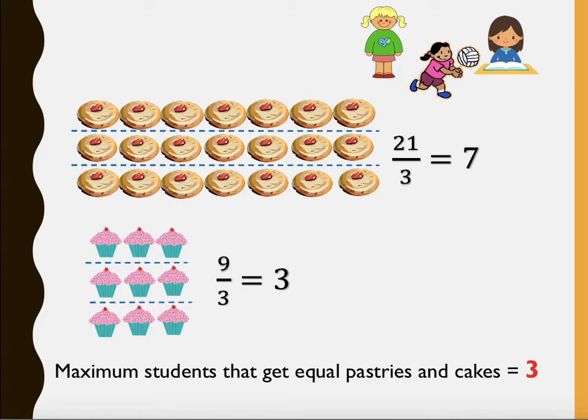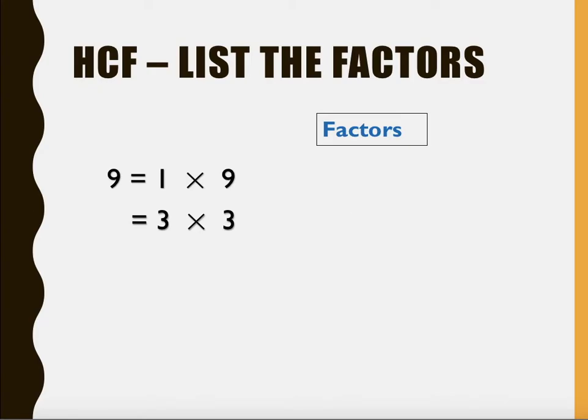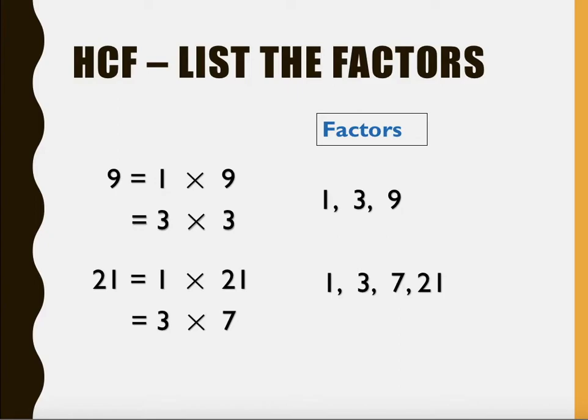That's right. Let's do the same example using numbers by listing the factors. I have 9 written as 1 times 9 and 3 times 3. So the factors here are 1, 3 and 9. 21 is 1 times 21 or also 3 times 7. So the factors are 1, 3, 7 and 21.